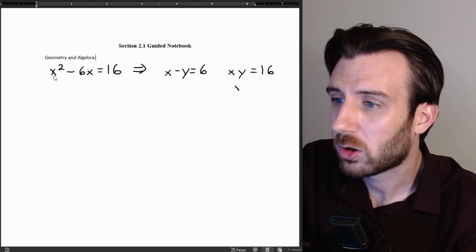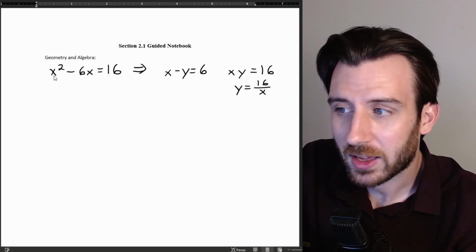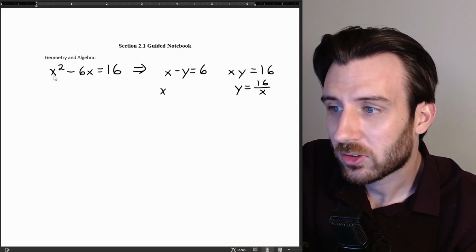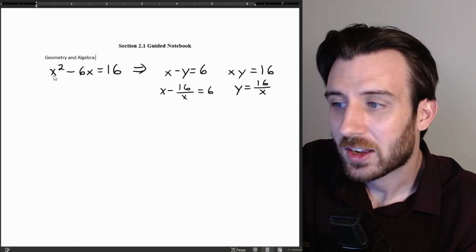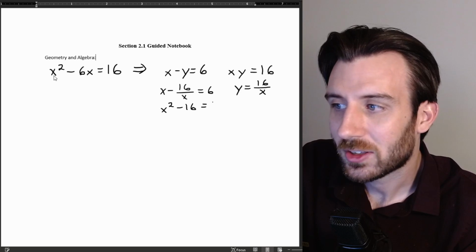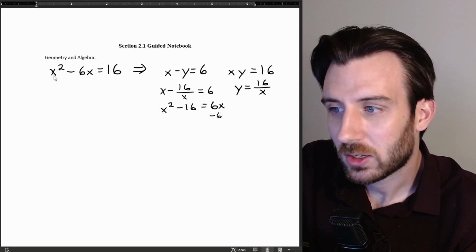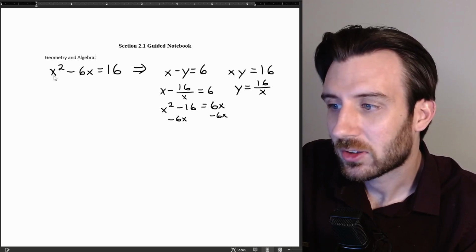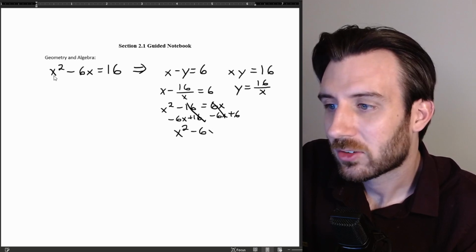So for example, what could we do here? Perhaps I solve for y and I say y is equal to 16 divided by x. That'd be if I divided both sides by x. And if I plugged that into the other equation, that would be x minus, and instead of y I could put 16 divided by x equals 6. And then I could multiply everything by x to hopefully get rid of that denominator. That would be x squared minus 16 equals 6x. There you go. And then by subtracting 6x from the left and right, and by adding 16 to the left and right, you would be able to get our original problem: x squared minus 6x is equal to 16.